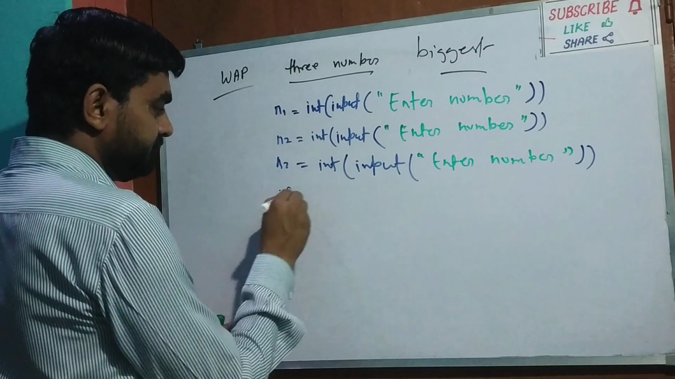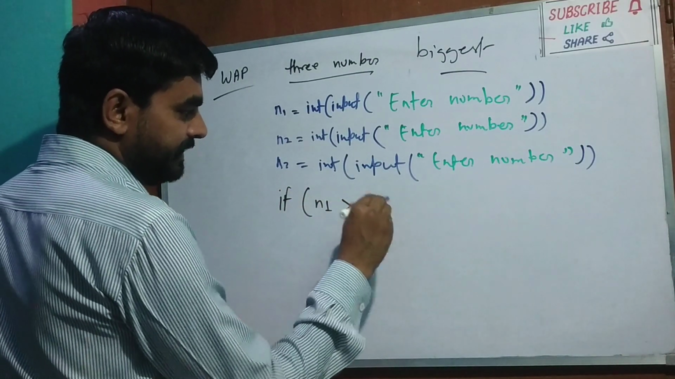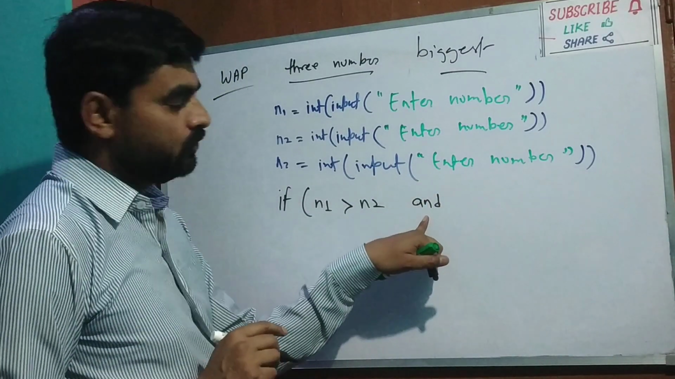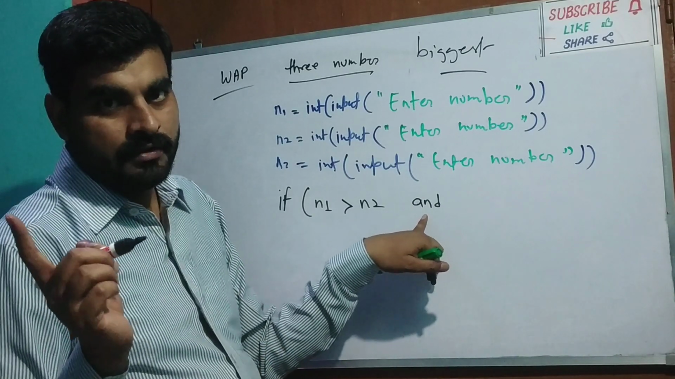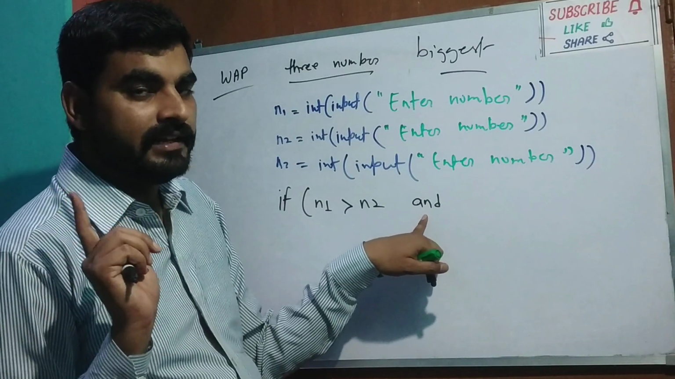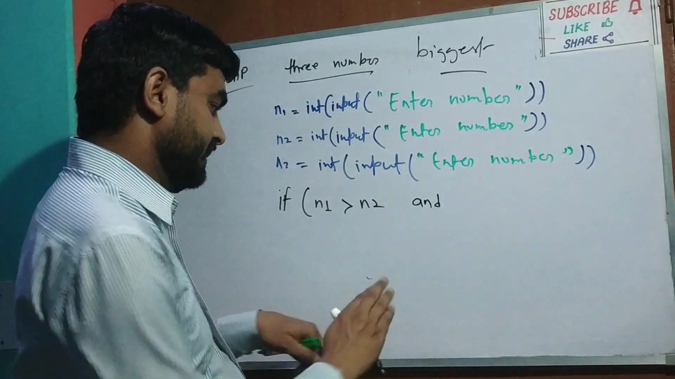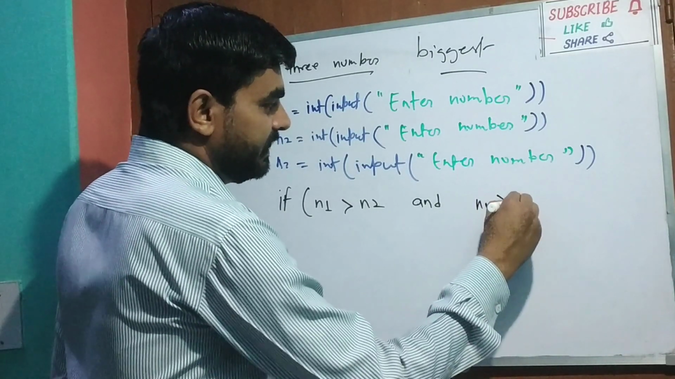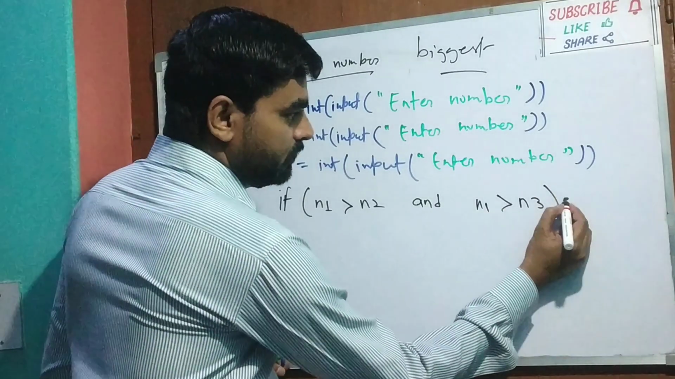If N1 is greater than N2, and it is a logical operator. Those who do not know about the AND operator, go through my video, it is available in my playlist, logical operator. Just watch it. And if N1 greater than N3, colon.